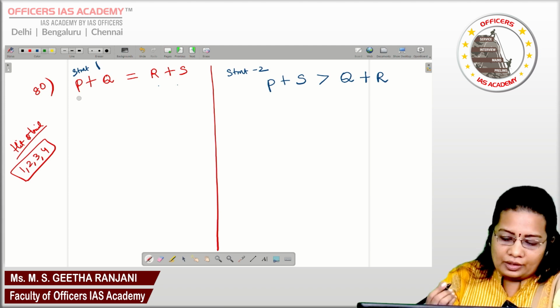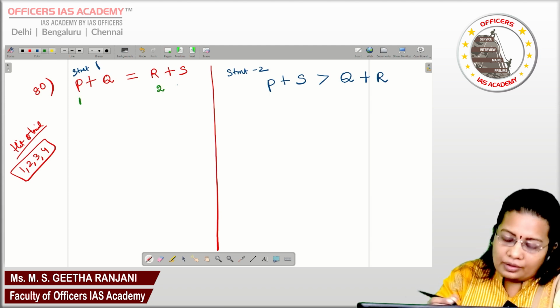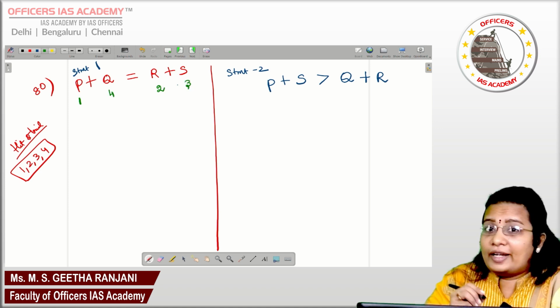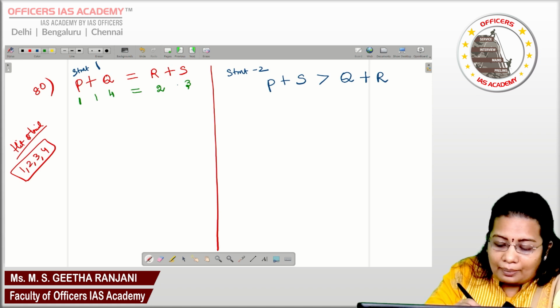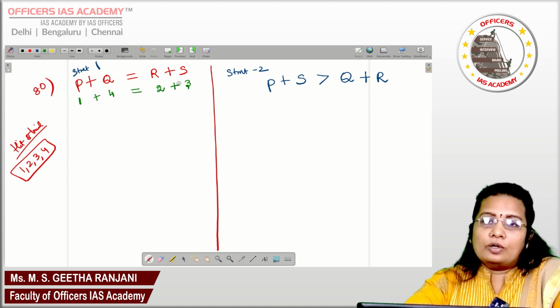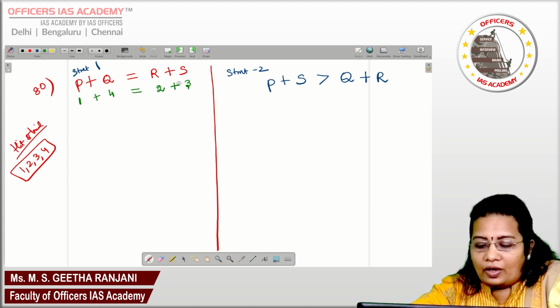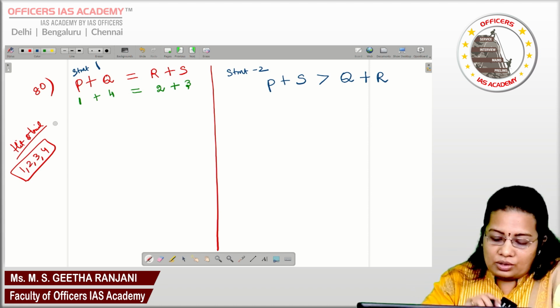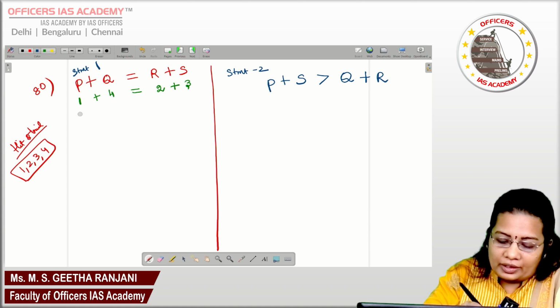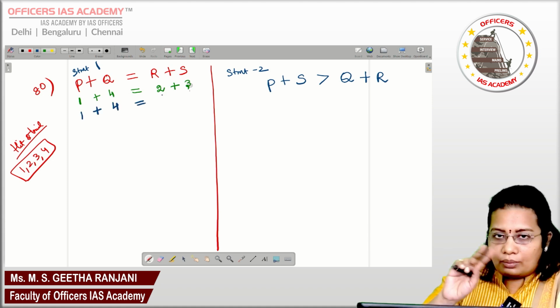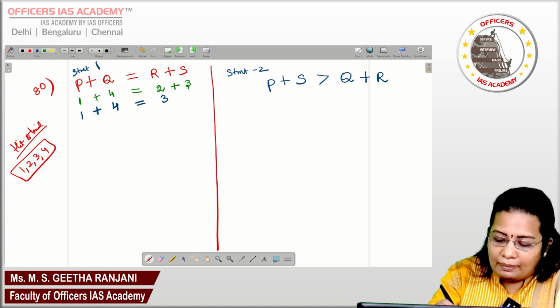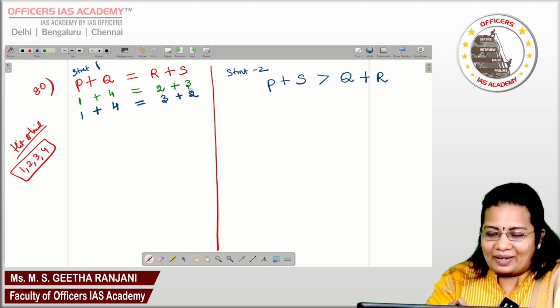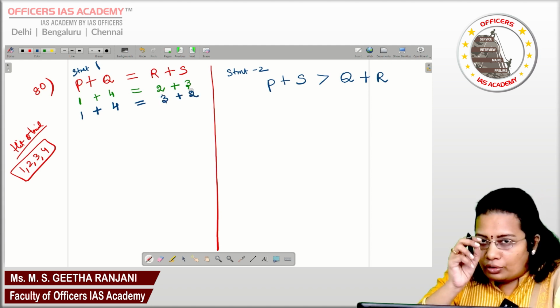Let me take P as 1 and R as 2, here 3 and here 4. Why have I taken it like this? Because the summation of P plus Q must be equal to R plus S. This is the way you want to start after combining both the statements. What are the other possibilities? Here it is 1 and here it is 4, and the values may be interchanged. So 3 plus 2. Both are the same, right? I have written it in this way for your reference.